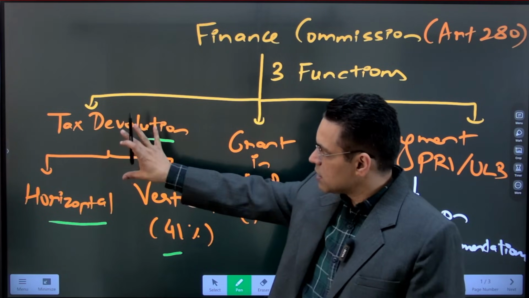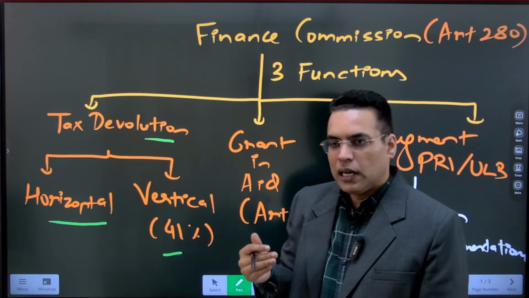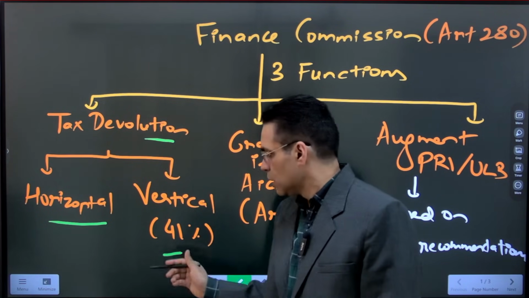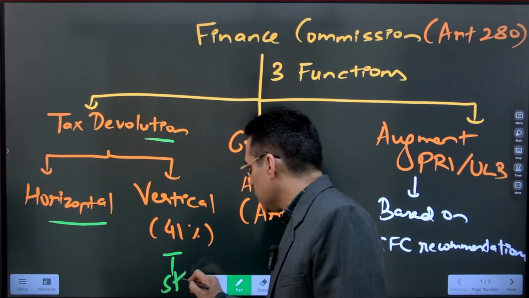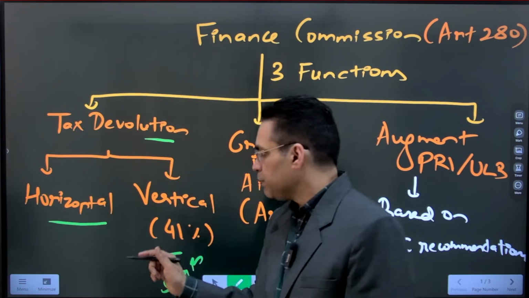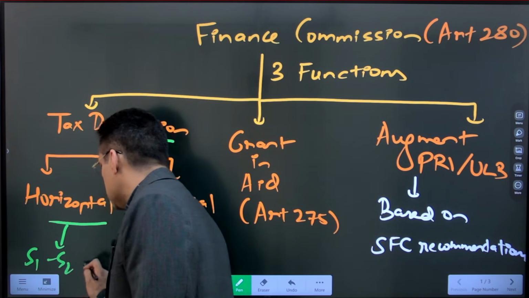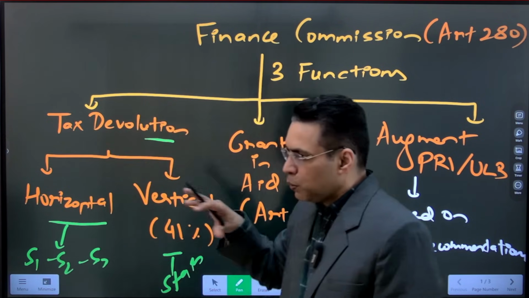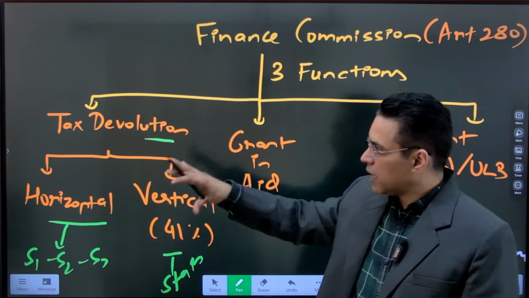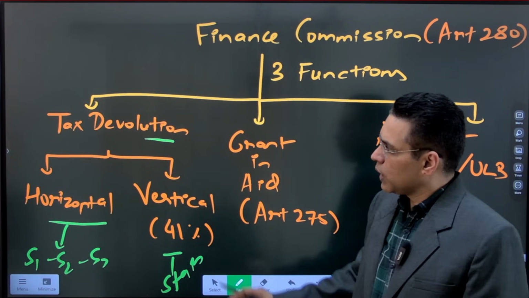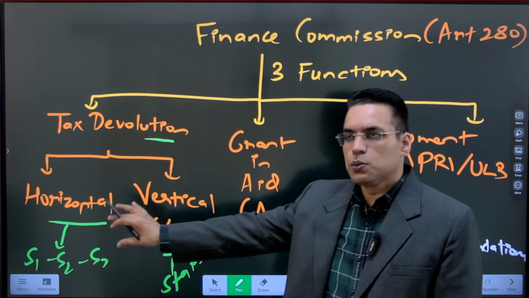So the first function is tax devolution, where, let's say, the Government of India collects 100 rupees of tax, 41 rupees will go to the states. Now which state will get how much money? That will be divided between state 1, state 2 and state 3. Which state gets how much will be decided based on the formula of horizontal devolution. There are 6 criteria in this, which we'll also understand.